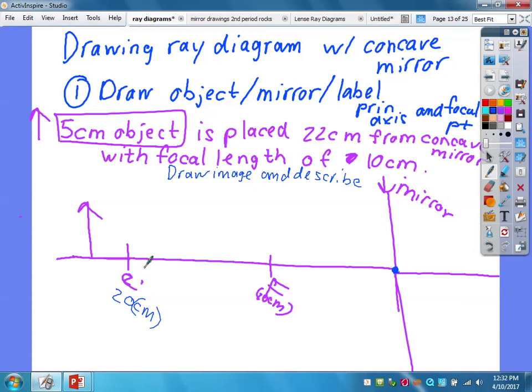You have to draw in your object. Your object is always, we always work from the left side of the mirror. Okay? Always on the left side. You can do the right, but you're going to see I will only do ones from the left. All right? So I draw in my object over here. This 5 centimeters, that's the object height. So that's my object height.